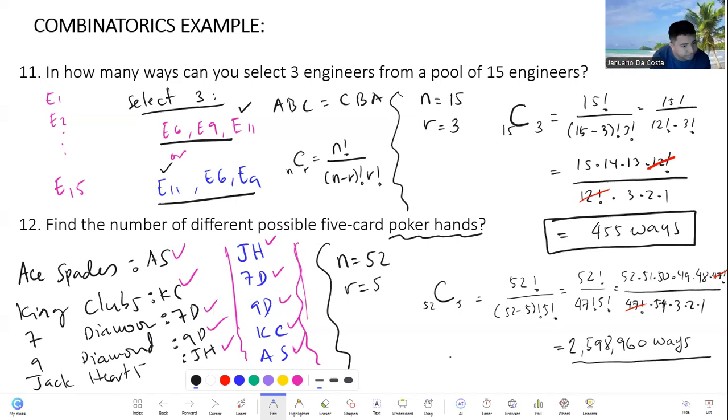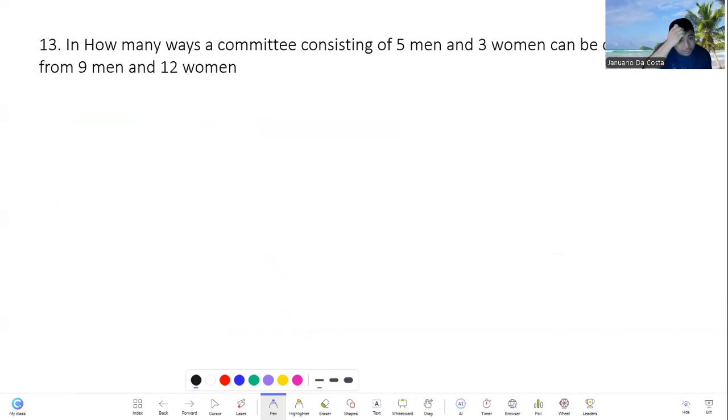Okay, awesome. Good example. How about this one? Let's do another example. In how many ways can a committee consisting of 5 men and 3 women be chosen from 9 men and 12 women? This is a bit difficult, huh?